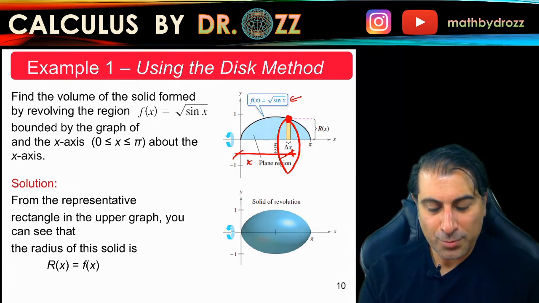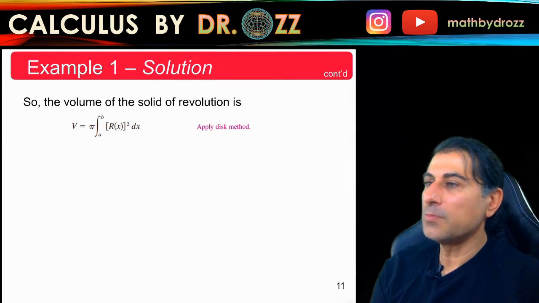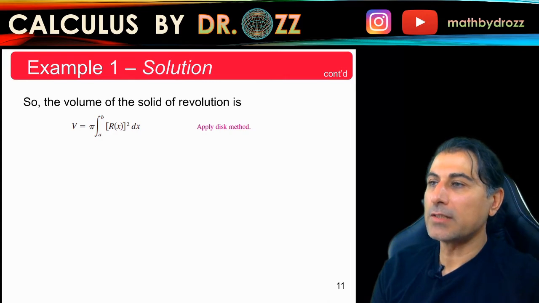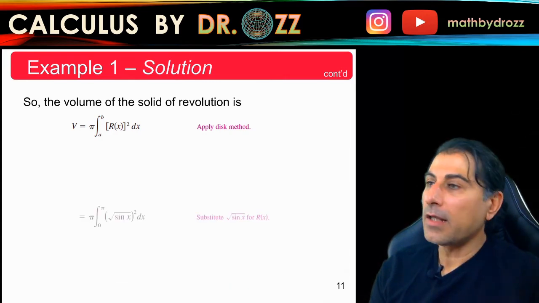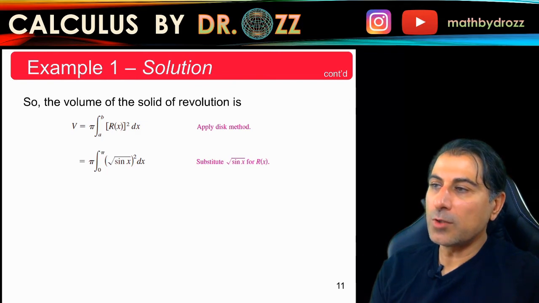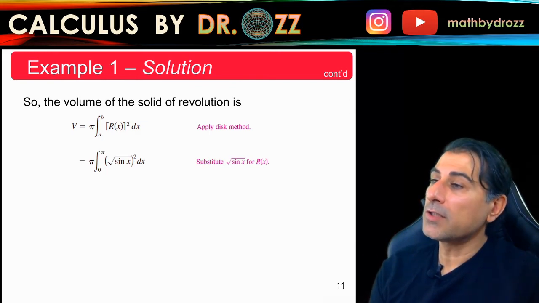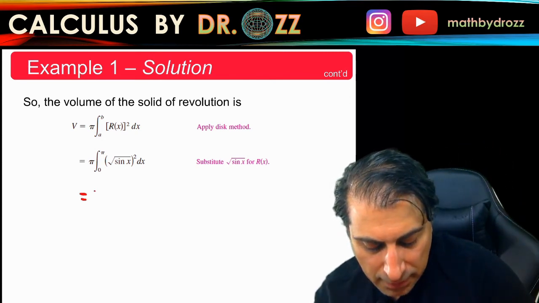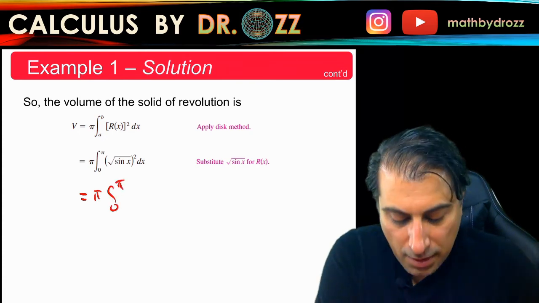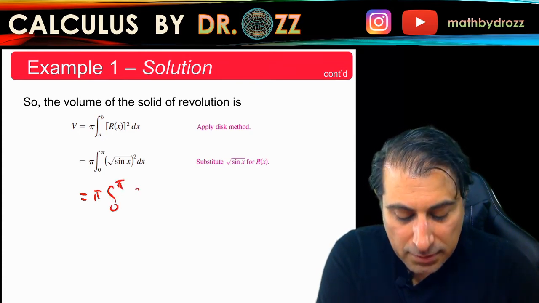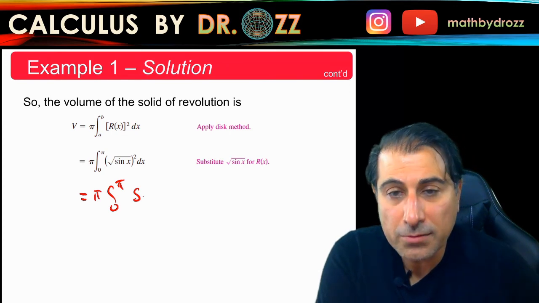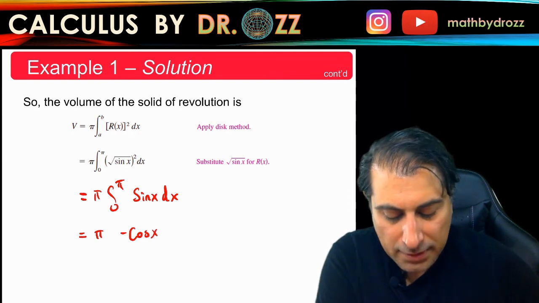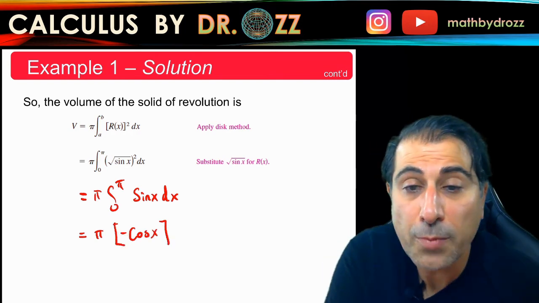And now let's use the formula. Essentially, V, the volume, is equal to pi times the integral from a to b of r of x squared dx. This is the disk method. The lower limit is 0, the upper limit is pi, and the function is radical sine x. Here we go. So let's do this part together. Pi times the integral from 0 to pi. Radical sine x squared is just sine x dx, and if you integrate sine x, that is negative cosine x from 0 to pi.